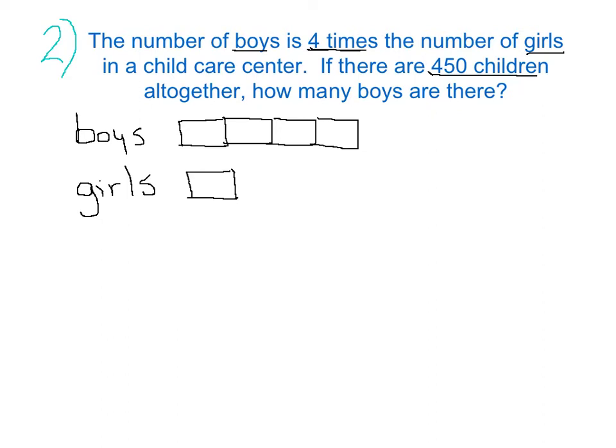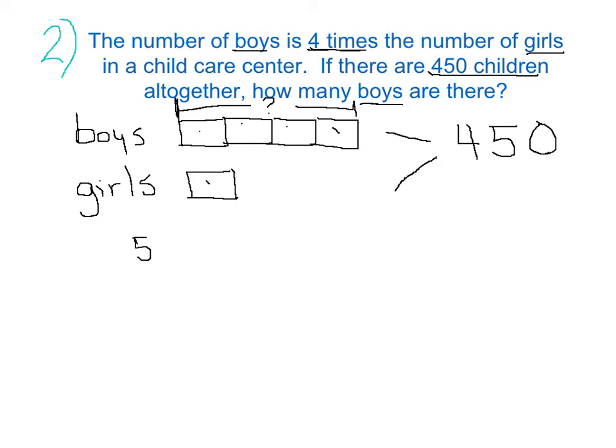Now, if there are 450 children altogether, so both boys and girls altogether, there's 450. And I want to know how many boys there are. So that's where my question mark is. Now, when I look at this drawing, I see that I have split 450 into 1, 2, 3, 4, 5 equal parts. And I want to know what is in one part. Well, that would be our friendly partial quotient strategy. 450 split into 5 equal parts.